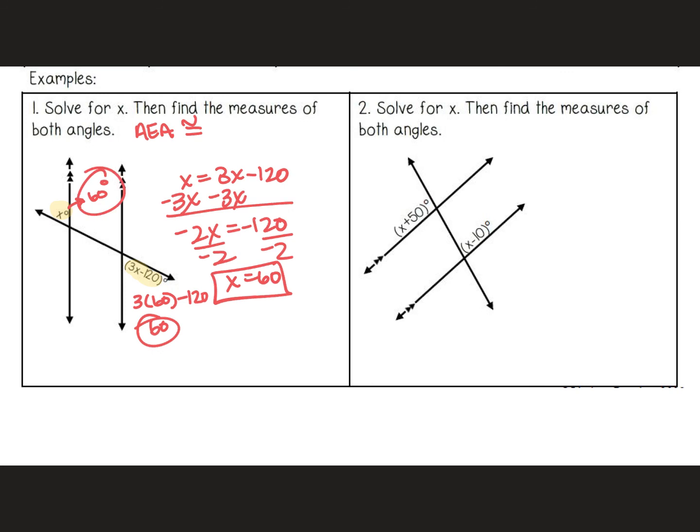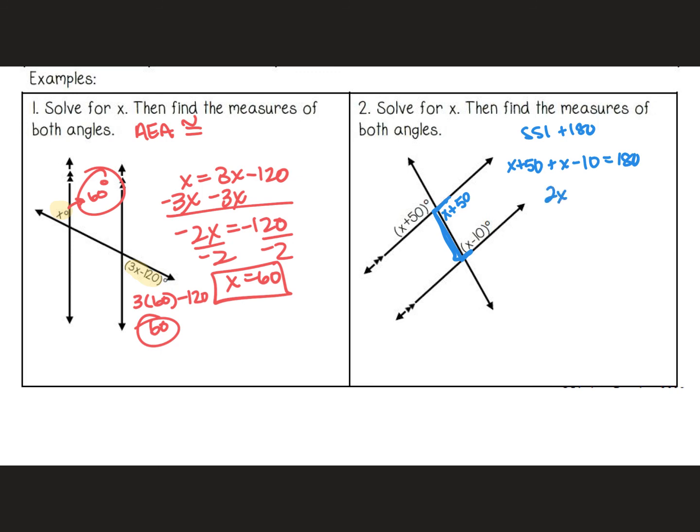Then over here, this one is set up similar to that example on the previous slide. There's no relationship between these two angles, but I would know, for instance, that this one is also x plus 50. And so then that makes these two angles that we're looking at here same side interior, and so we can say that same side interior angles we know add up to 180 degrees since they're supplementary. So this will be x plus 50 plus x minus 10 has to equal 180.